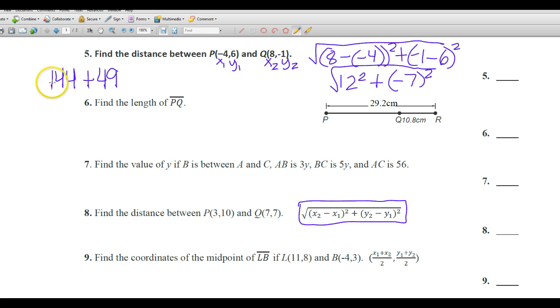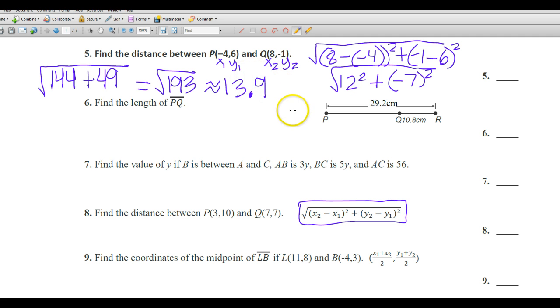Notice that both of these values are positive. If you square a positive or square a negative, you'll always get a positive. So we combine those terms and we get the square root of 193. Since this is not a perfect square, we can leave our answer as a radical, square root of 193, or we can round it using a calculator and get 13.9.